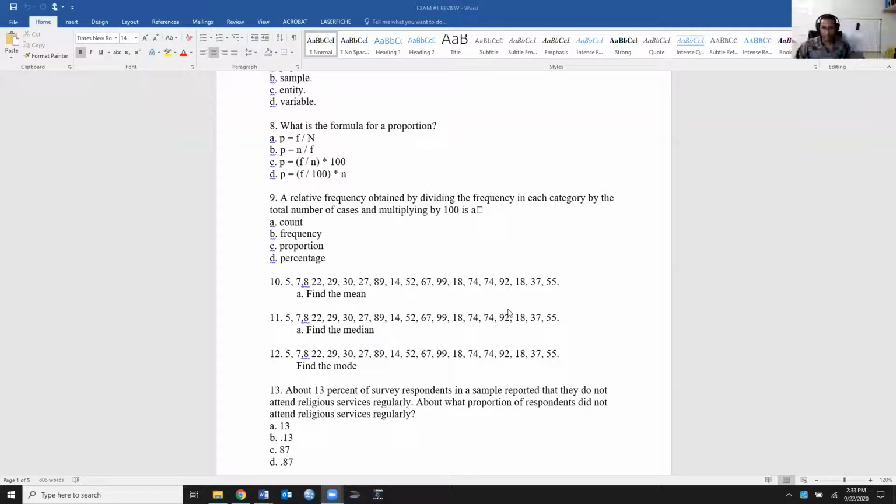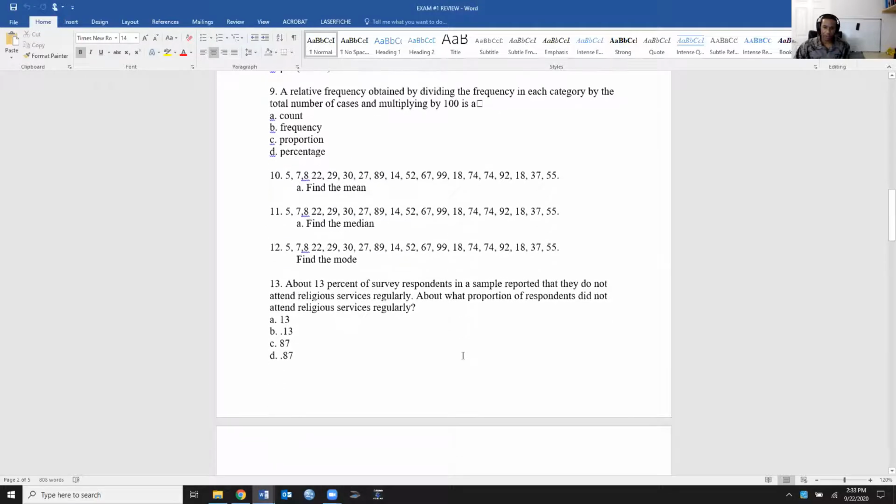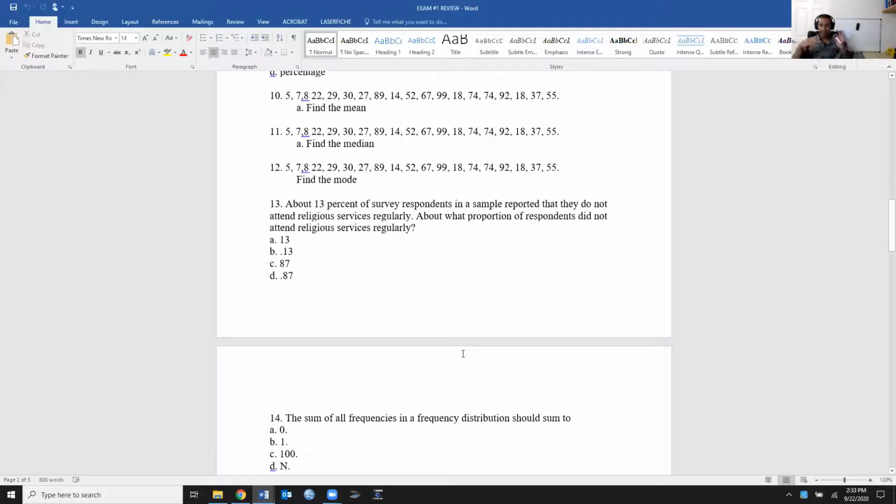So now that we got 10, 11, and 12, let's go to 13. About 13% of survey respondents in a sample reported that they do not attend religious services. About what proportion of respondents did not attend religious services regularly? 0.13. Good, 0.13. Everybody see how we got that?